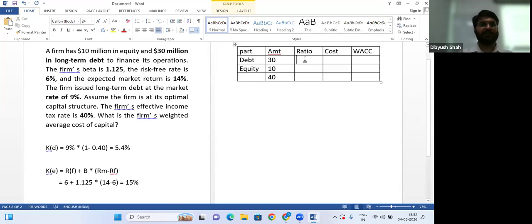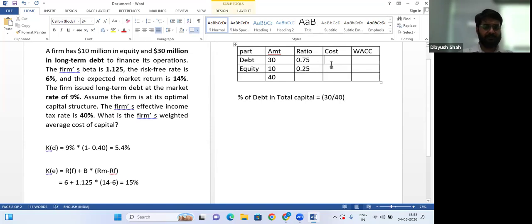So what is the proportion of debt in equity? Sorry, debt in total capital, 30 by 40 into 100%. I guess 75. That is how you calculate. See, ratio means percentage of debt in total capital. This is how you calculate the percentage of debt in the total capital. So debt is 30, total is 40, multiplied with 100, or you can just keep it like this only, 0.75 or 75%. Here it is, of course, 100%, so 0.25.